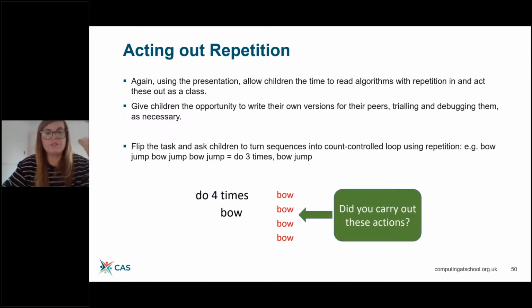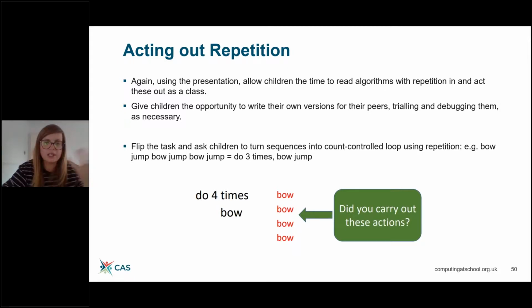Then once they've done that, and again, this presentation has loads of examples for you, do all the practical stuff, do all the role play, do all the acting out. So just literally put stuff like this on the board: do 4 times bow. Can they read that and understand that I'm telling them how many times to do it? It's a count controlled loop. I'm telling them how many times to repeat, and then do they do it? So did they act it out? Yes or no? Okay, get them to create some of their own. Do 10 times, say hello. Write it down, get a peer to act it out to see that they've got that understanding.